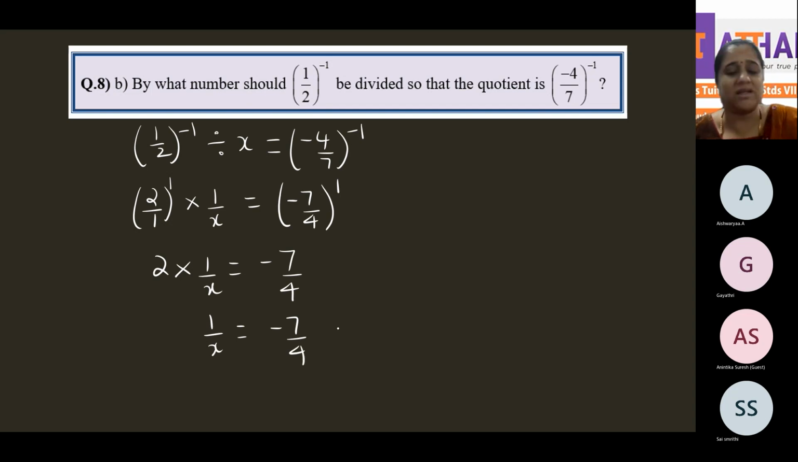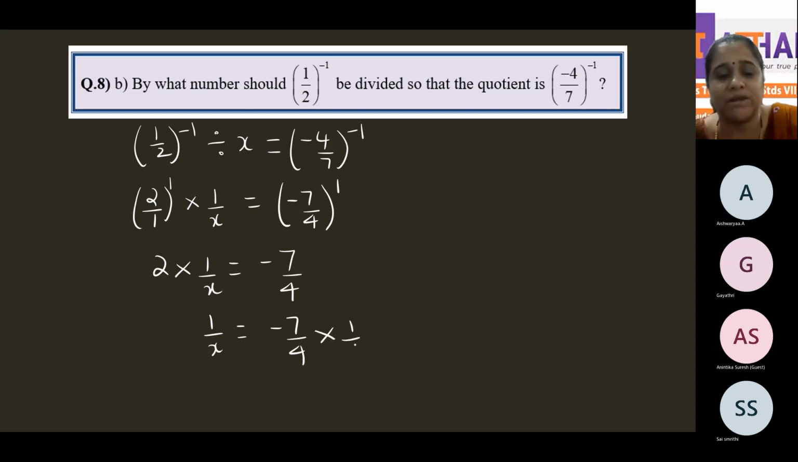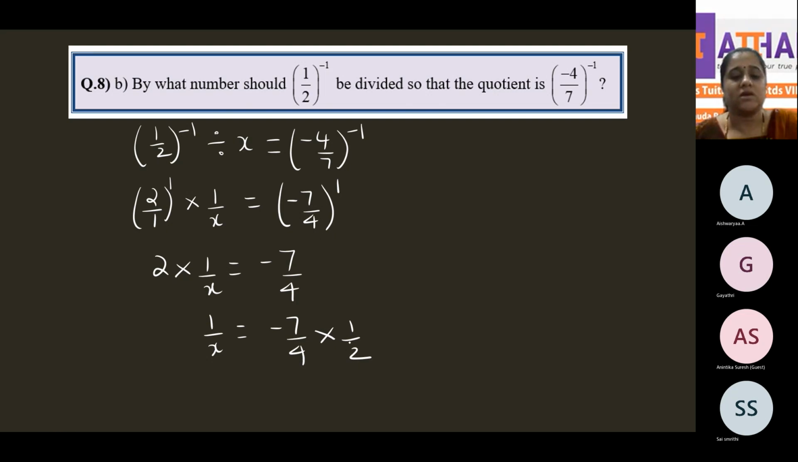What happens to the 2 on the other side, children? It will divide by 1 by 2. 2 by 1, because 2 means 2 by 1, will become 1 by 2 on the other side. So 1 by x is equal to minus 7 by 8. 7 1s are 7, 4 2s are 8.